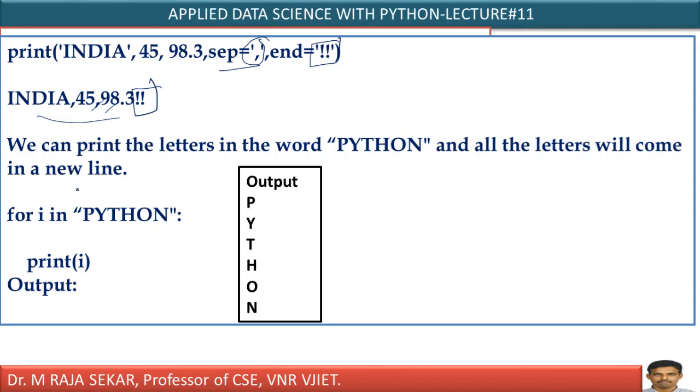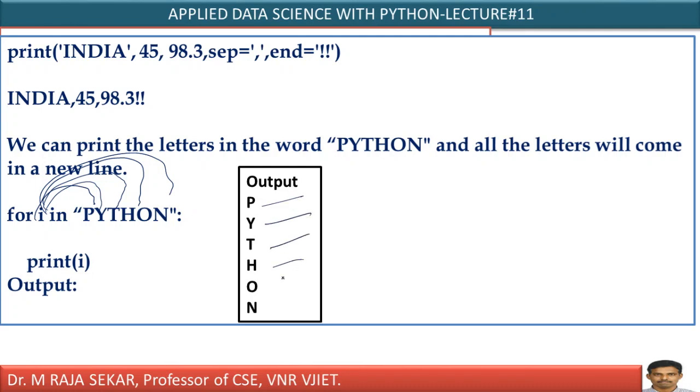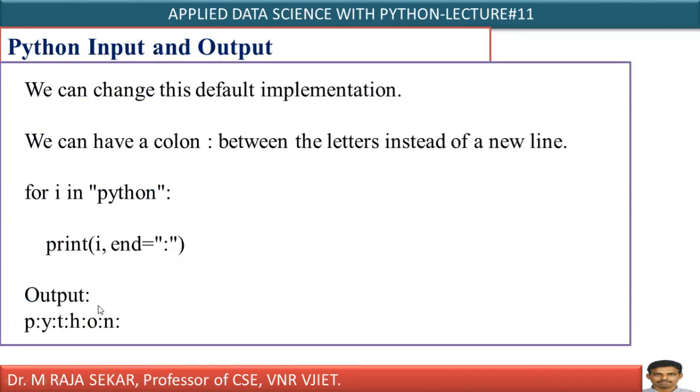If you take another example, we can print the letters in the word Python. This we already discussed in previous classes; it is also nothing new. For i in "Python": first i takes P, next Y, next T, next H, next O, next N, each printed on a new line. This is a string, and you can iterate a for loop on a string. In that case, it will take character by character and print, isn't it? This I already discussed in my previous lectures.